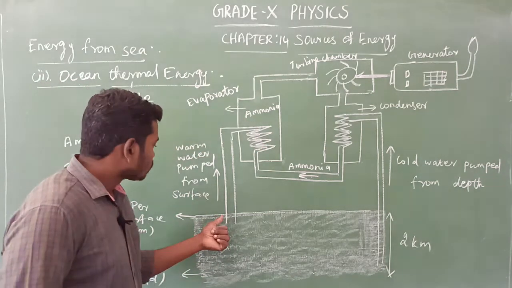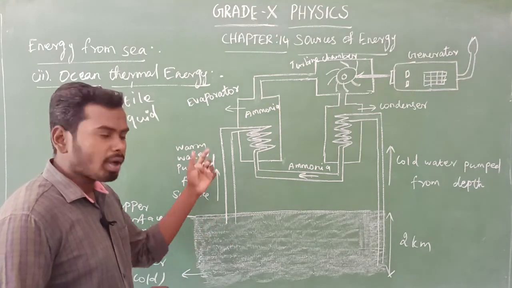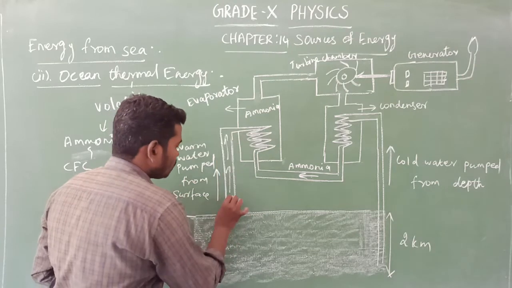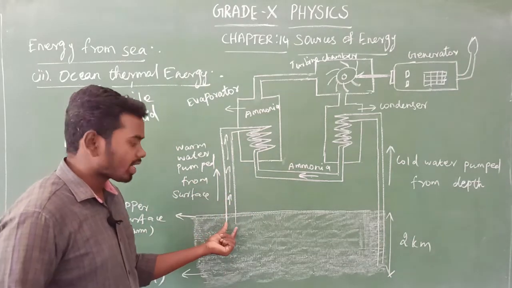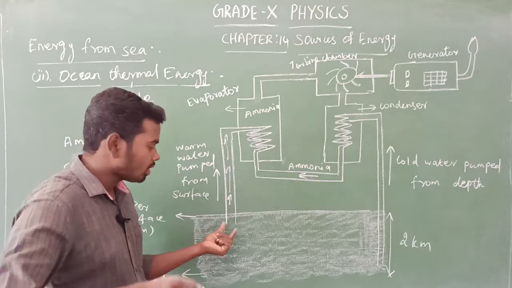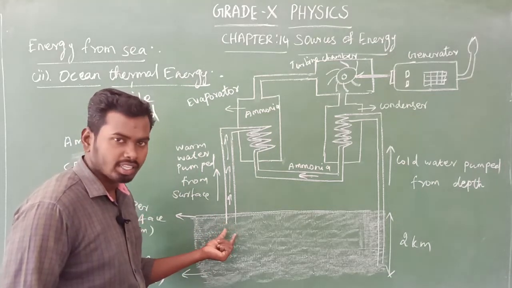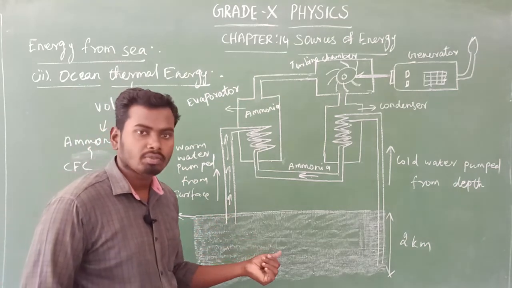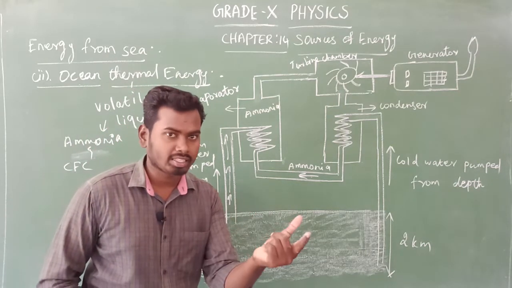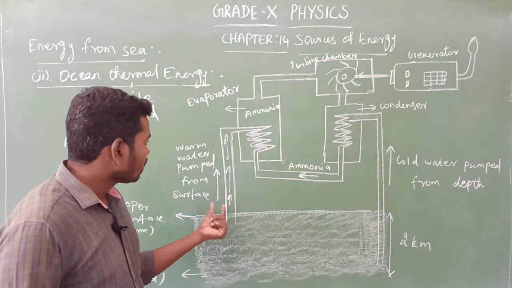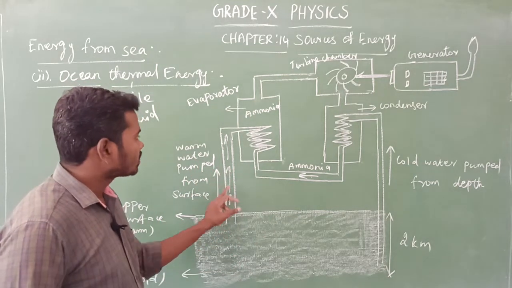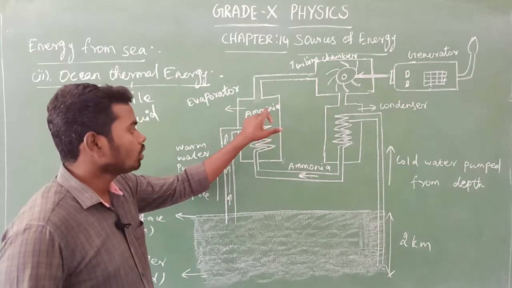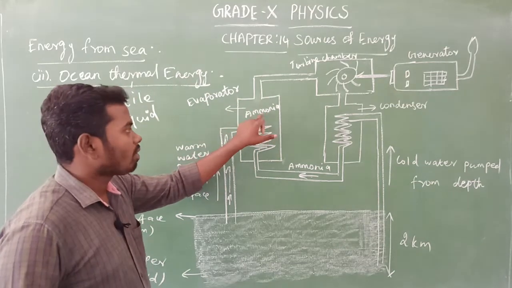So when the warm water is pumped up through the pipe, because this pipe is immersed just below the upper surface of the water, and we already know the upper surface water is at a higher temperature compared to deeper water, this warm water goes through the pipe to the evaporator.